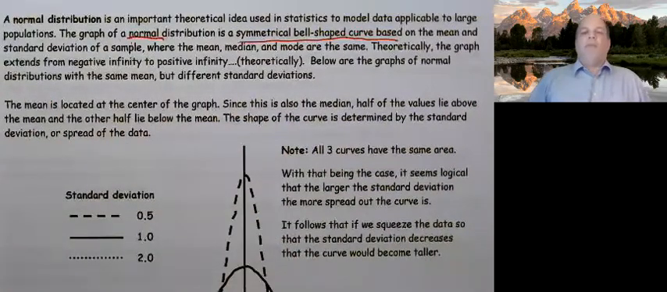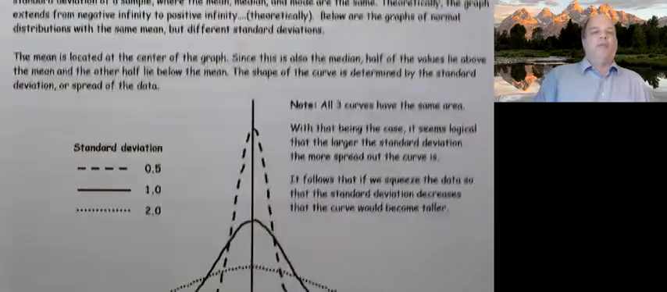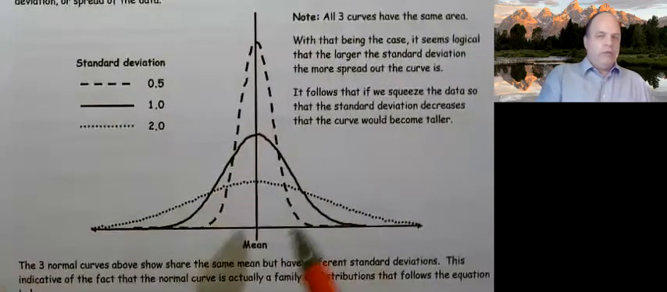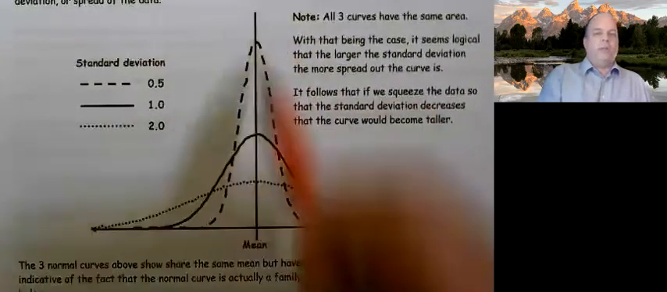Now they have an awful formula, and I'll show you the equation for it in just a moment, but you're not going to have to memorize it or use it. Theoretically, the graph extends from negative infinity to positive infinity, theoretically. And below, I have some graphs of normal distributions. But they have different standard deviations. Now, they do share the same mean, because notice they're all centered on the same place.